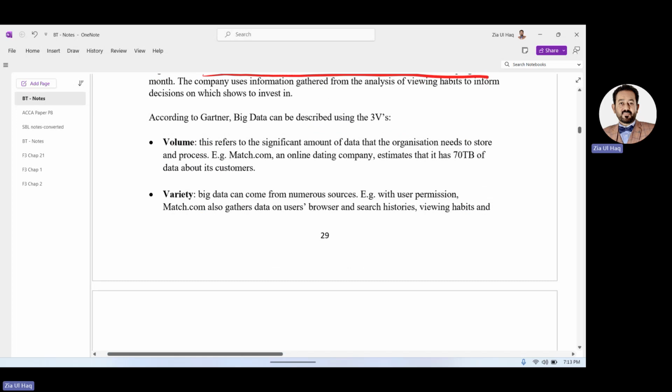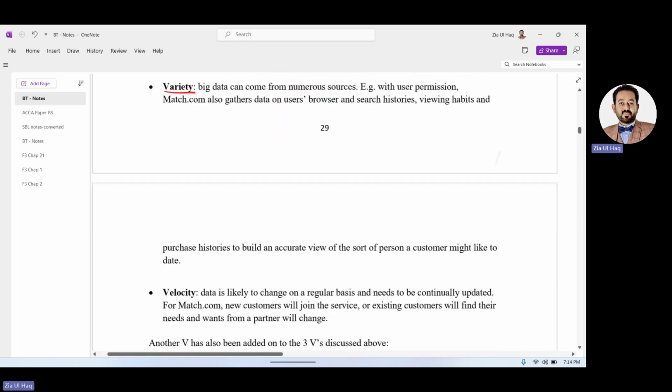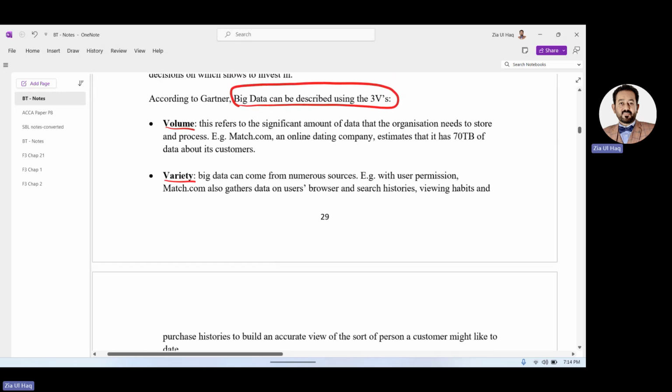According to Gartner, big data can be described using 3 V's. I mean, there are 3 V's features of big data, which companies using big data need to consider. There is also a 4th V. What are the 3 V's? Volume, variety, and velocity. Volume means the companies using big data need to manage large memory space to hold the data. If they fail to manage large memory space, they will fail to manage the big data.